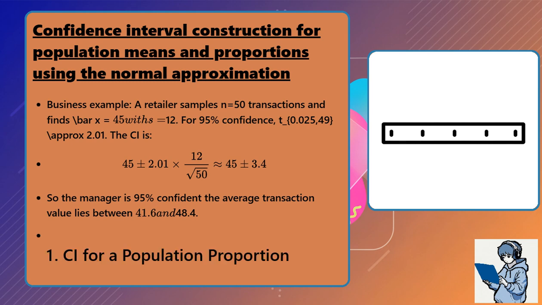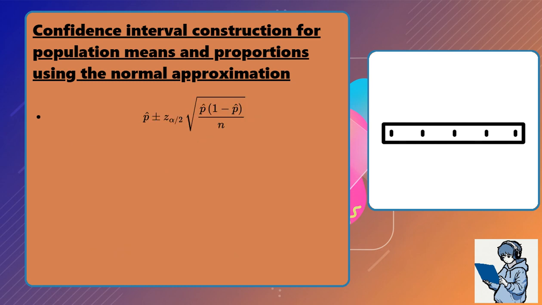2. Confidence interval for a population proportion. P hat plus or minus z sub alpha over 2 times the square root of p hat times 1 minus p hat divided by n.